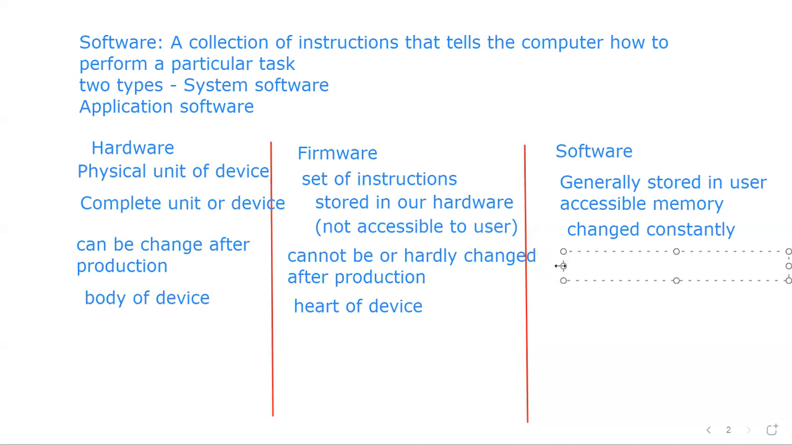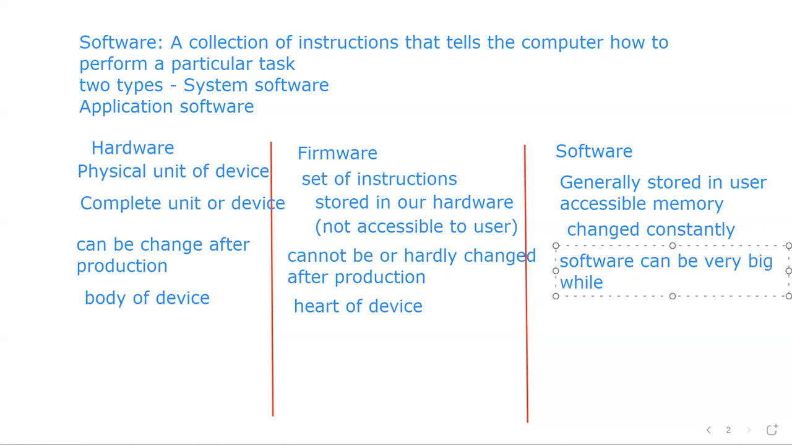Whereas software can be very big, firmware is usually small. Software is a collection of instructions used to do work, whereas firmware is a set of instructions. Software can be very big, while firmware is usually small.